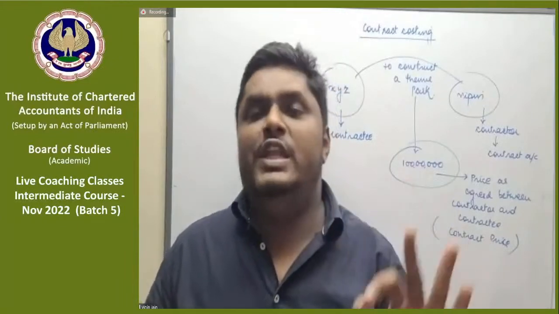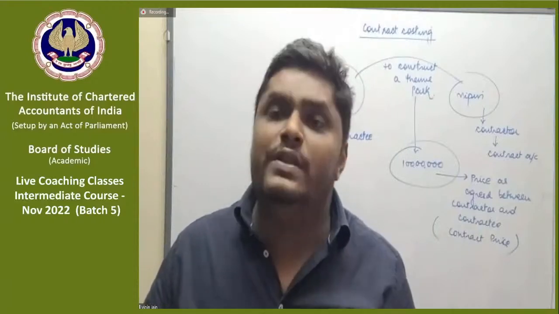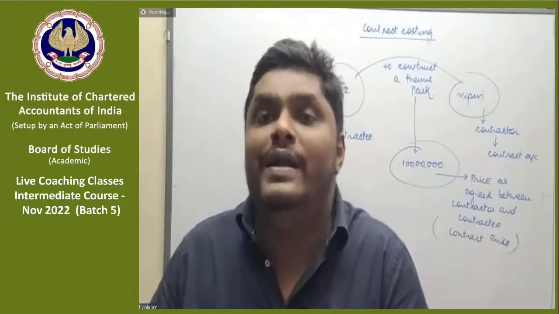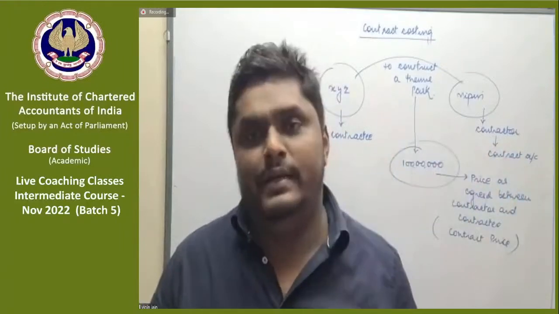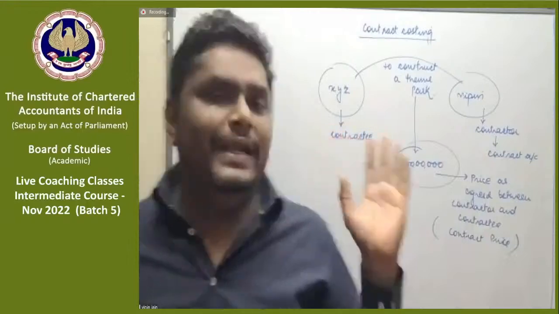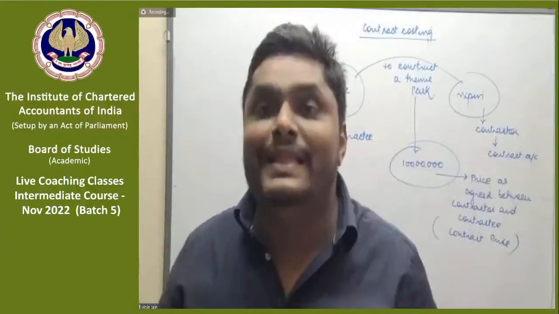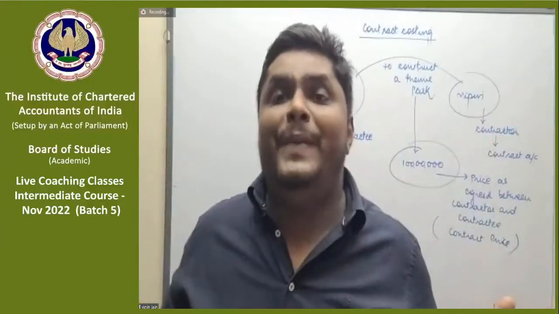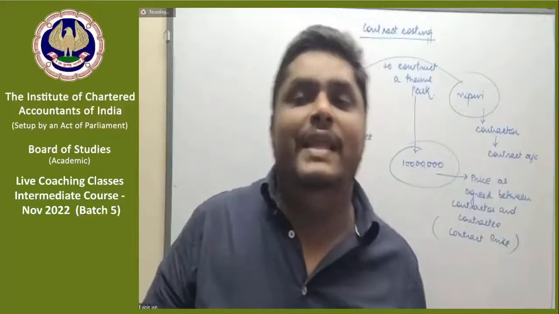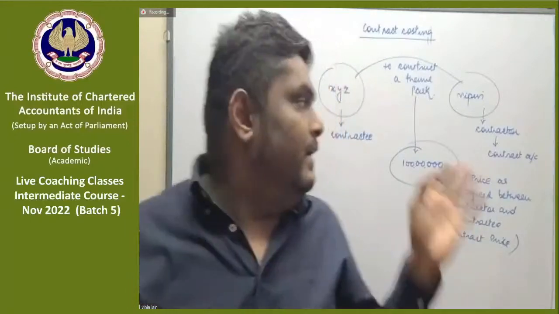So I have discussed 3 points. That is, first one, the contractor, that is the person who carries on the construction activity, the person who undertakes the contract, the person who prepares the contract account is the contractor. When talking about contractee, the person for whom contract is undertaken, जो हमें contract देता है, that is called as contractee. The third point, contract price. The price as agreed between the contractor and contractee for the work to be done is contract price.